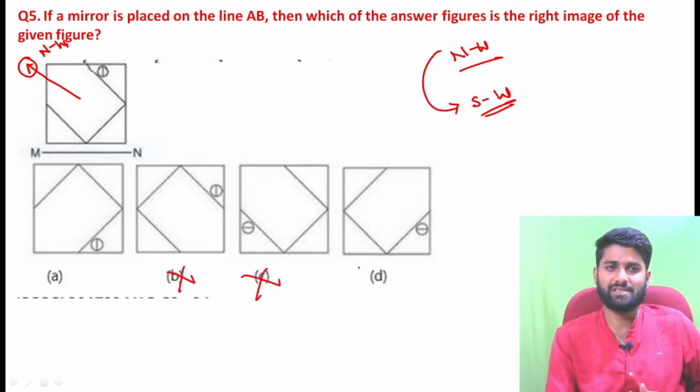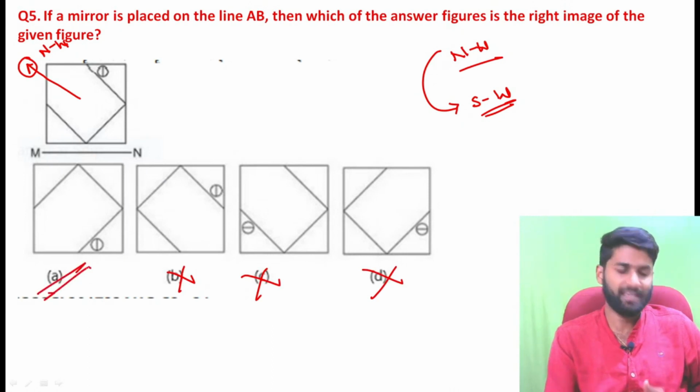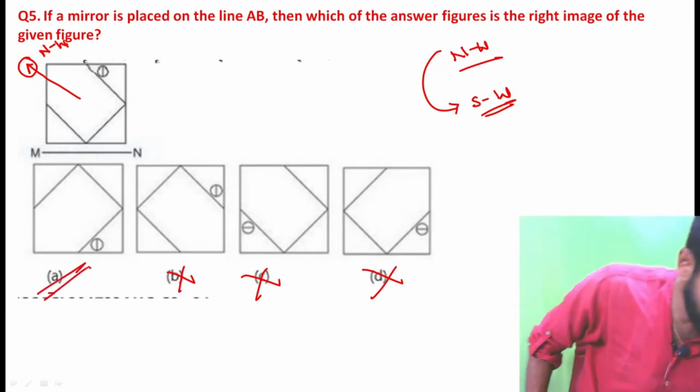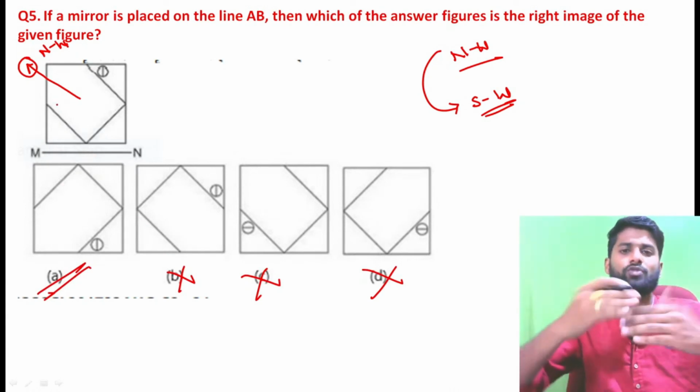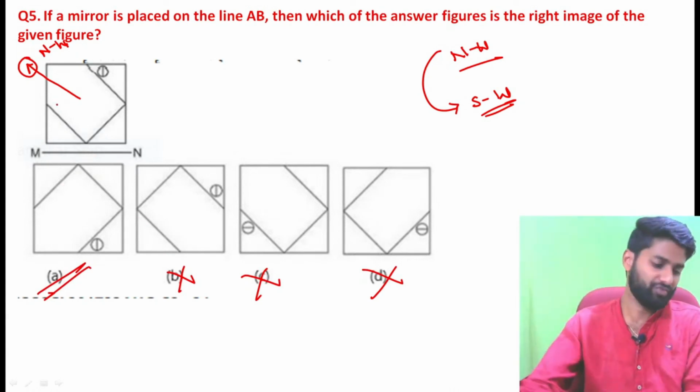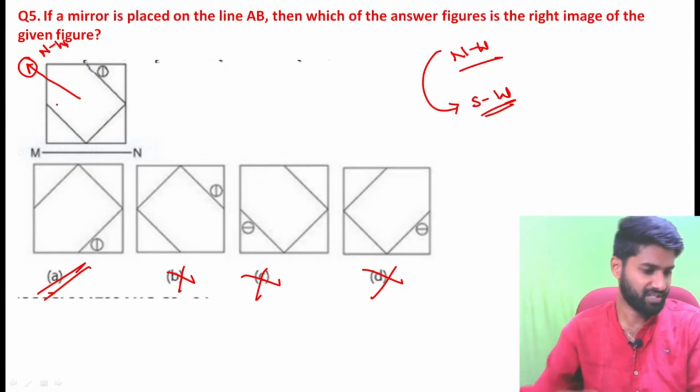Eliminated B, eliminated C, eliminated D. The suitable option is A. Directions are most important. Here the space is indicated in the northwest direction. If you project it downwards, definitely it becomes a southwest direction. So the southwest direction is the correct answer.